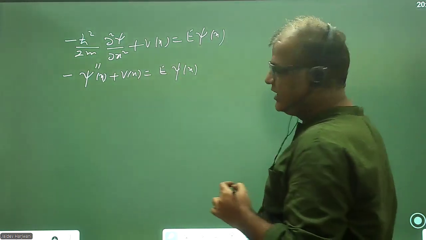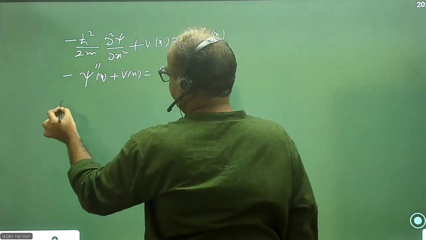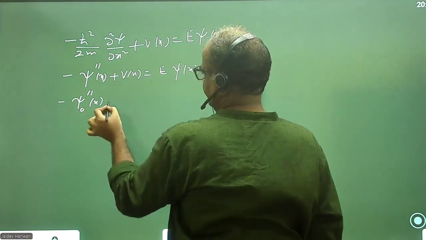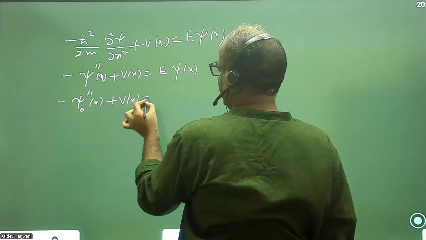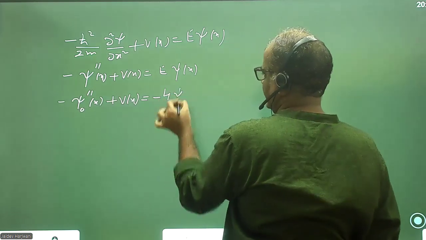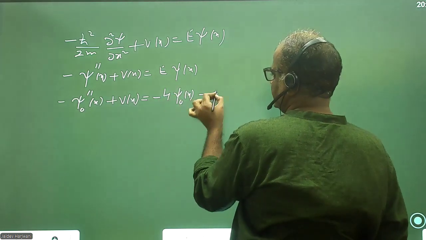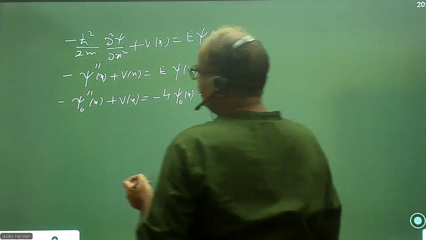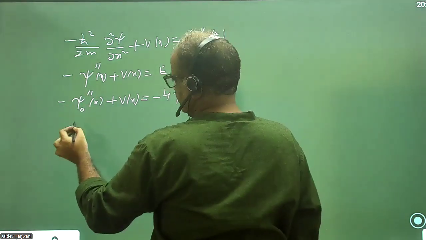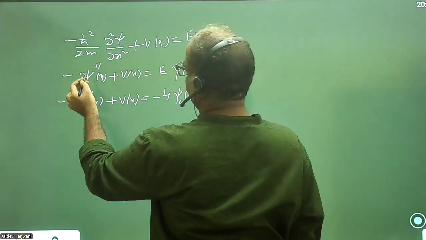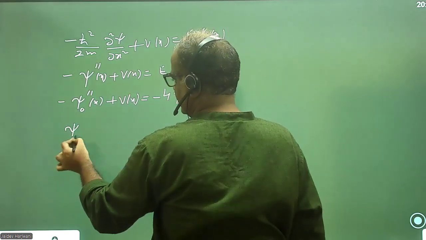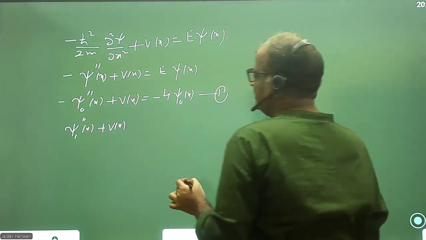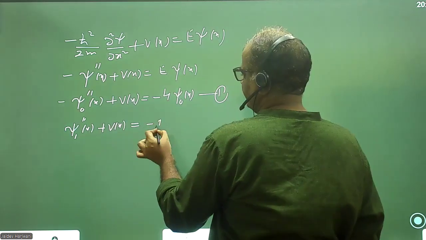Now let us take the first case. Your wave function is psi naught, so this becomes minus psi naught double dash x plus Vx psi naught x, and the eigenvalue is -4 times psi naught x. Say this is equation number 1. And for equation 2, you have minus psi 1 double dash x plus Vx psi 1 x equal to -1 times psi 1 x.